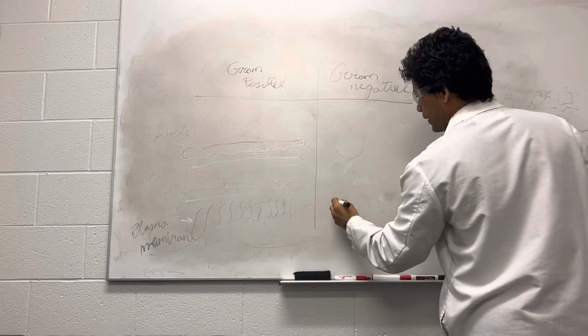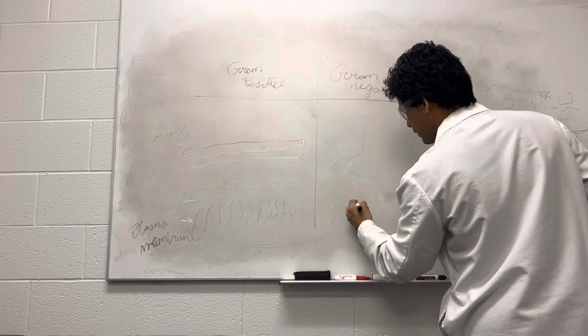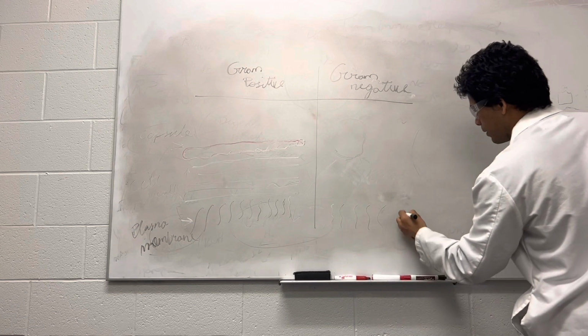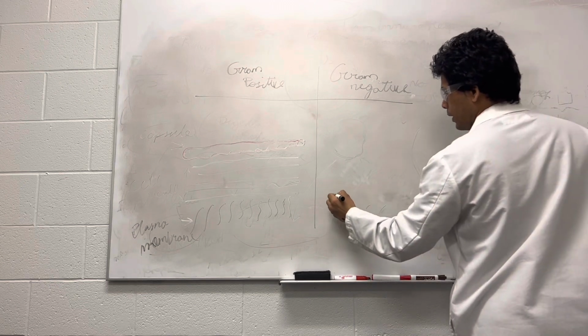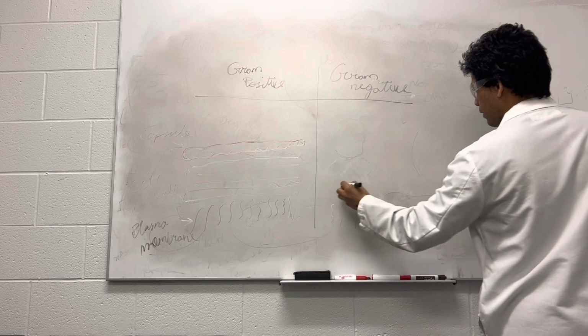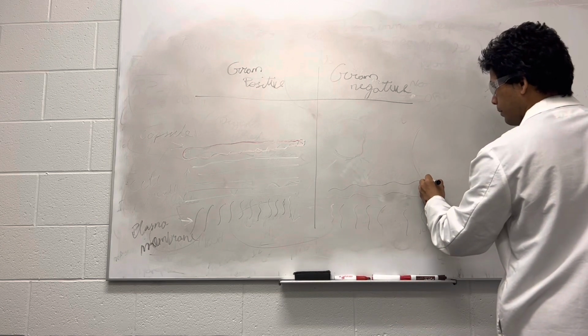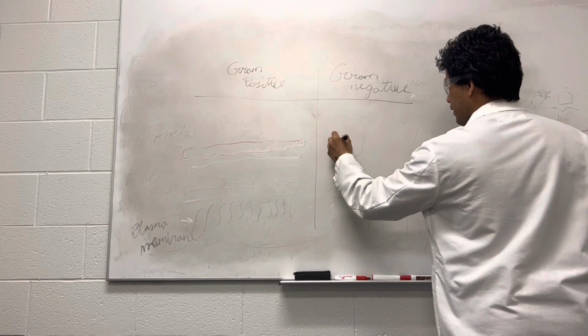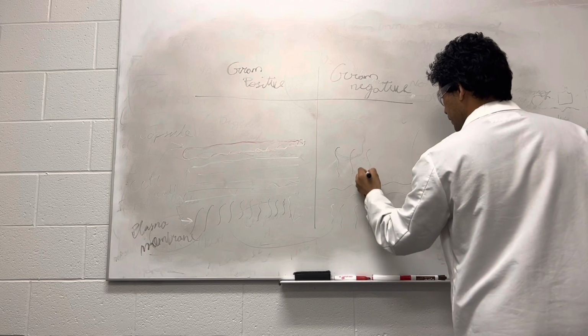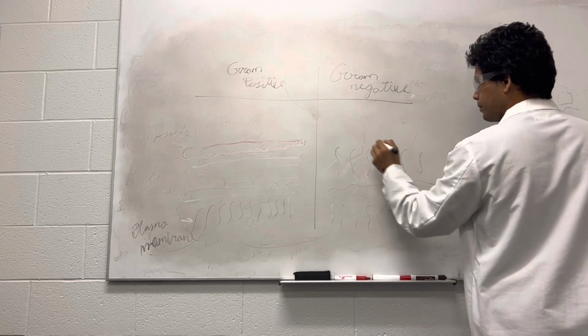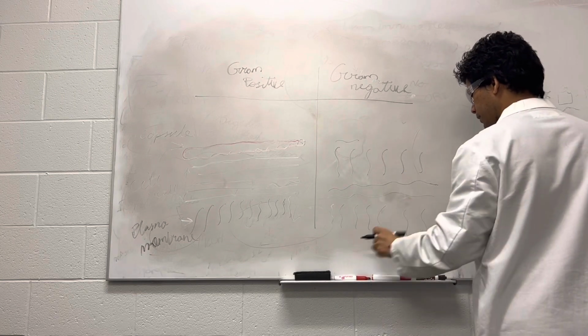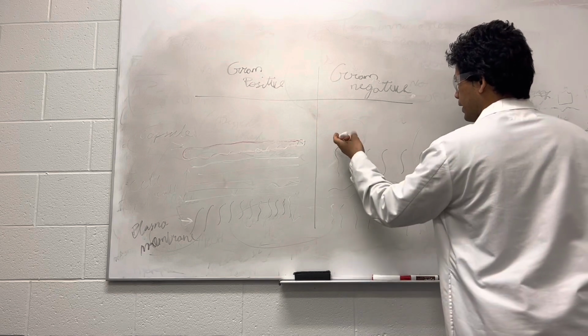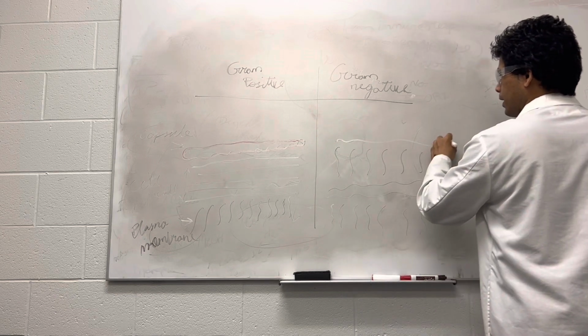How does gram negative bacteria look? It has a plasma membrane also, similar. It has a thin cell wall. The cell wall is not that big. After that, it has another plasma membrane, and then it has the final layer, which is the capsule.